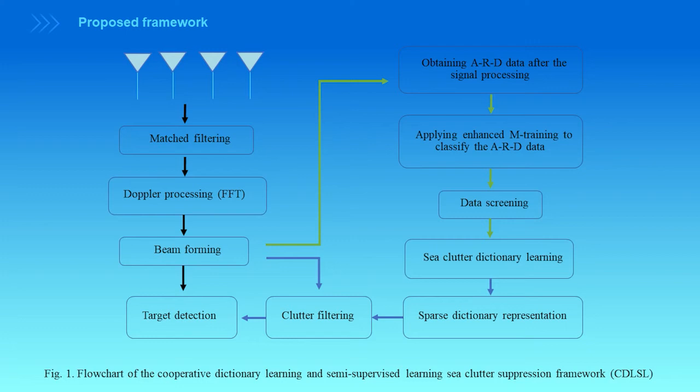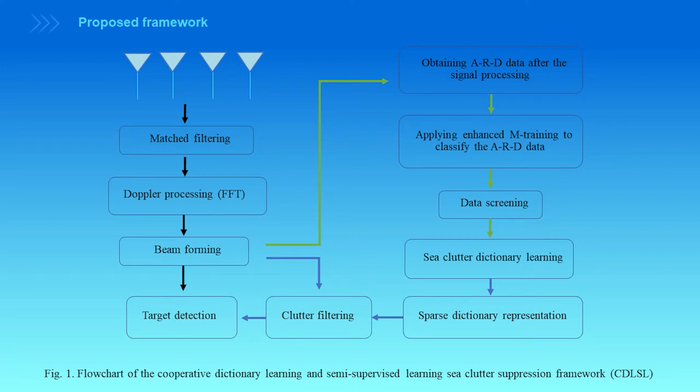In traditional radar signal processing, the echo signals are received by the receiving array. Then the echo signals are masked, filtered, and processed by fast Fourier transform. After beamforming, the echo signals are directly detected by target detectors. The black arrows describe the above-mentioned procedures.